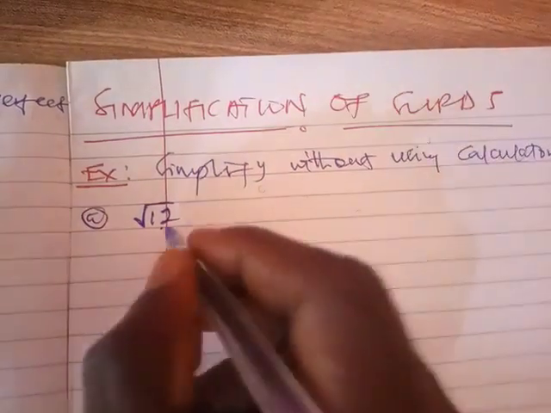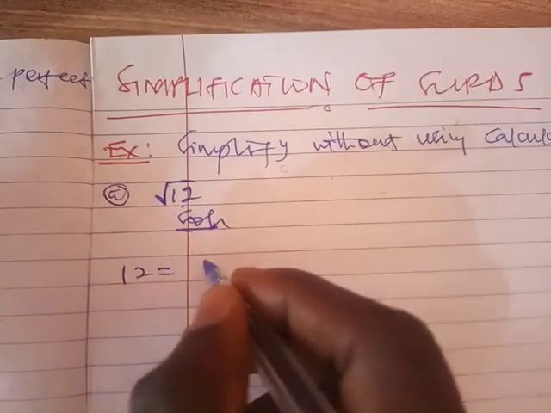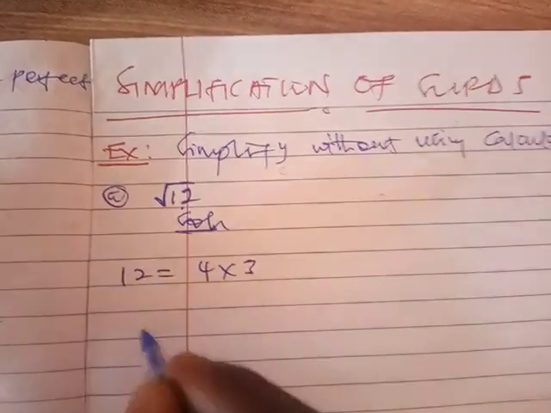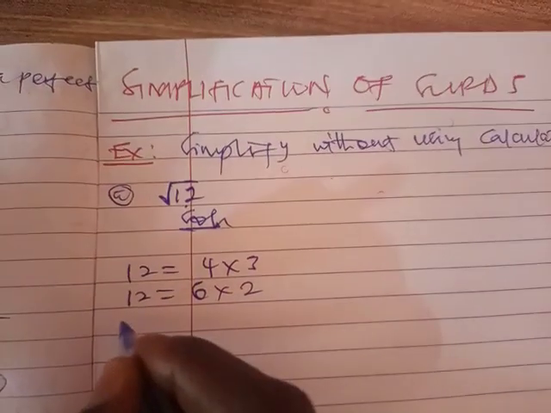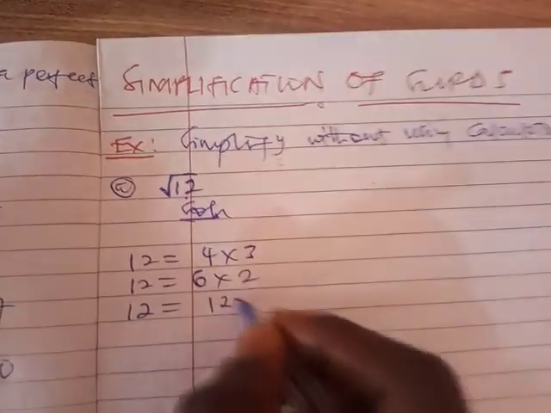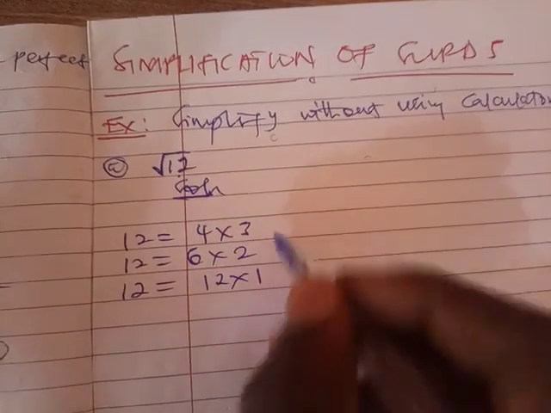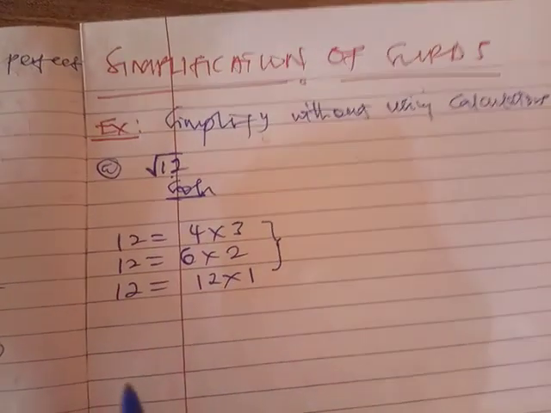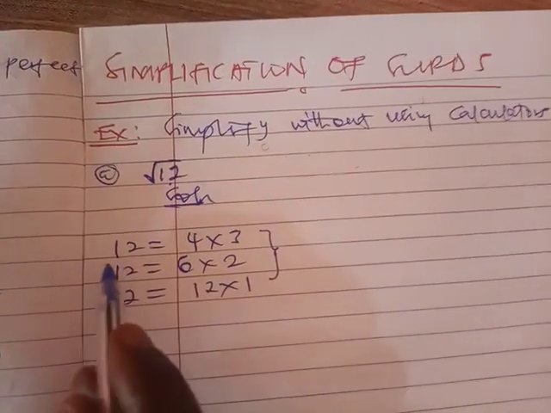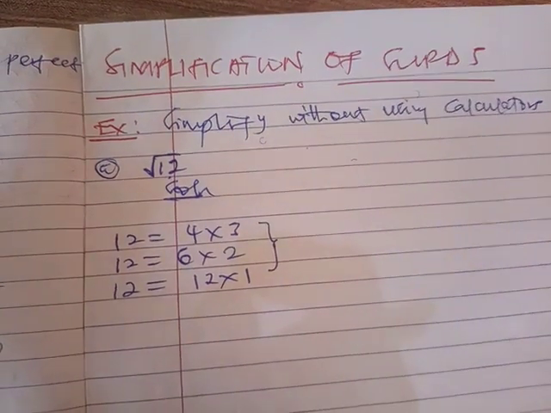Now we believe that root of 12, the number 12 here, can be 4 times 3. 12 again can be 6 times 2. 12 again can be 12 times 1. Now, out of these three cases, you are going to pick the statement that is giving you 12, of which one of the numbers is a perfect square.